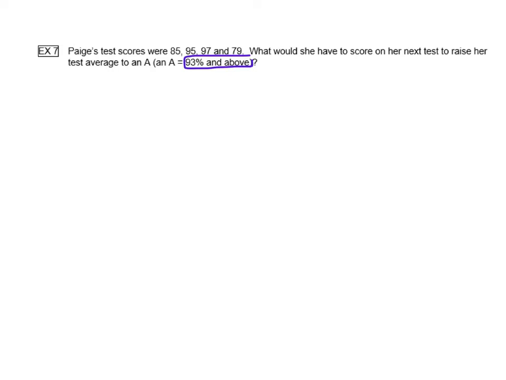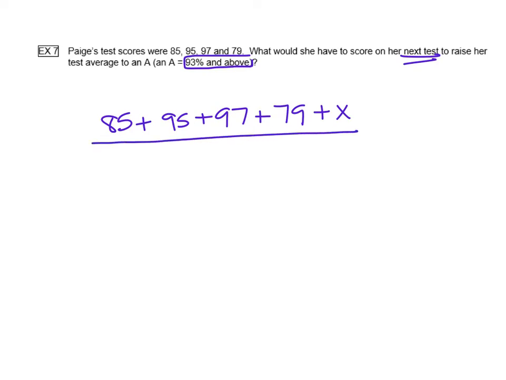For average, just a reminder, you add up all the numbers, so 85 plus 95 plus 97 plus 79, but she's going to have one more test. She has a next test, so we're going to go ahead and say plus x because we don't know what that is. Now to find the average, we divide by, because we want the average to include the next test, so that's why we added the x in. We have to divide by how many we're adding, so 1, 2, 3, 4, 5. So this is the average.